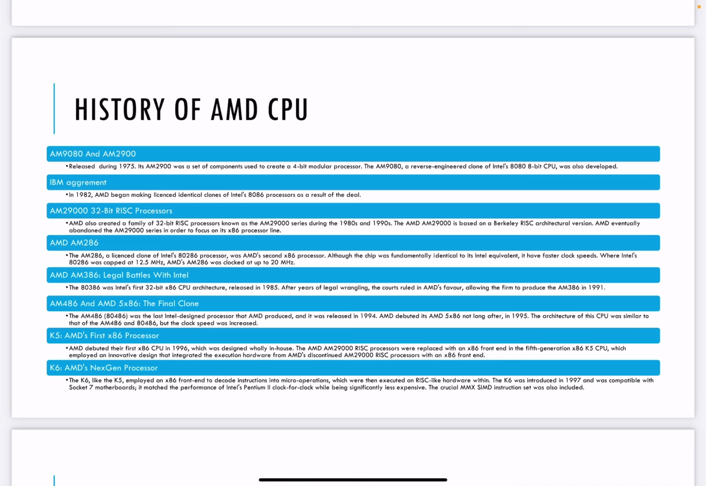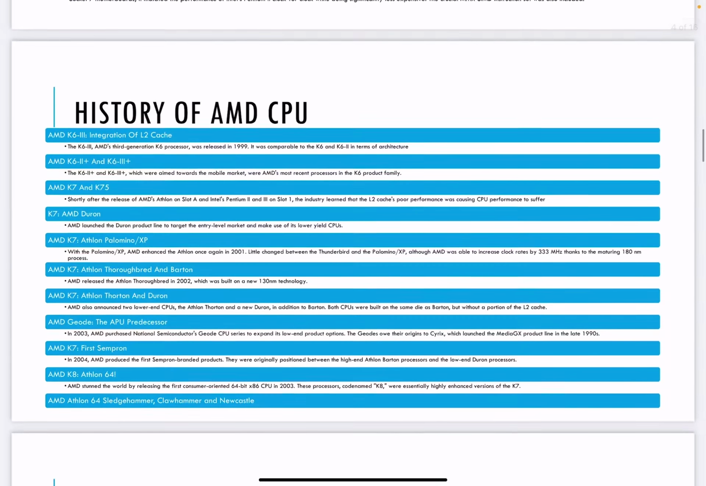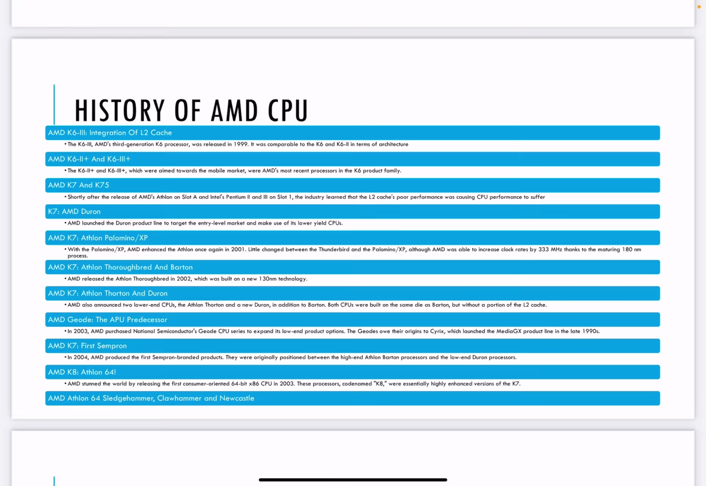K5 is AMD's first x86 processor. AMD debuted their first x86 processor in 1996, and then the K6, the AMD next-generation processor. And then the AMD K6-3 with integration of L2 cache, still in the same series, K6-2, K6-3 plus, and then the K7 and K75, because the industry learned that the L2 cache performance was causing the CPU performance to suffer.